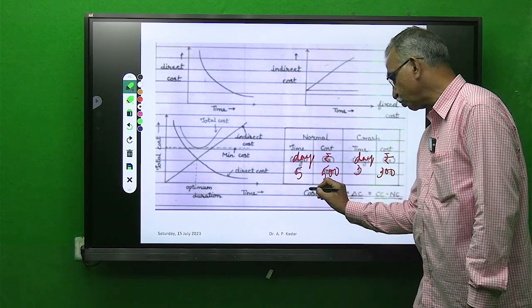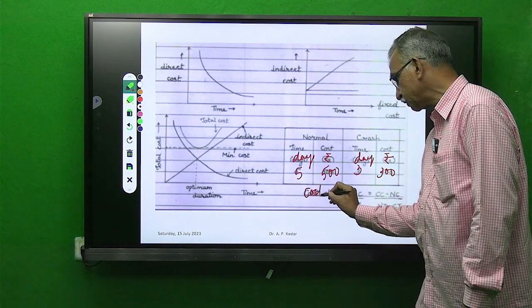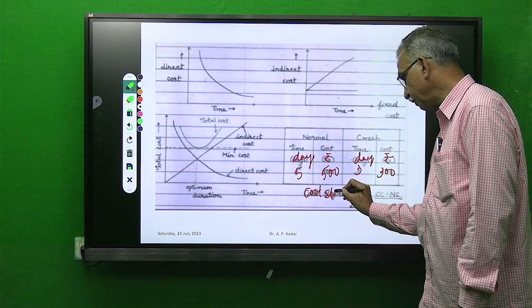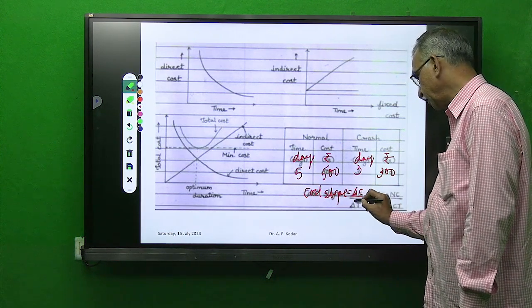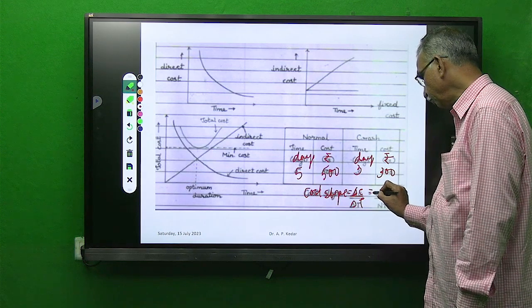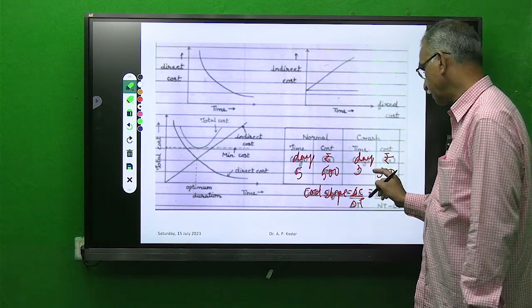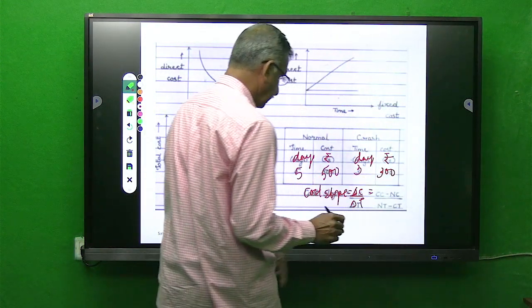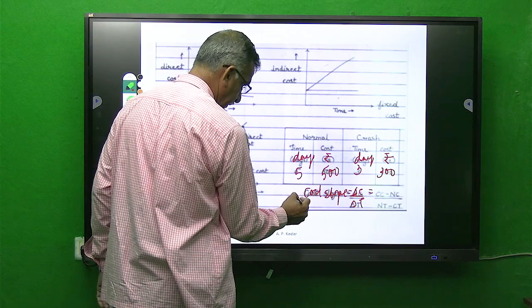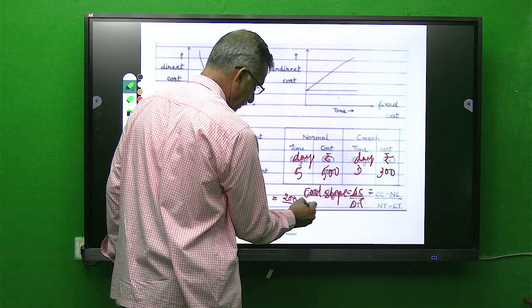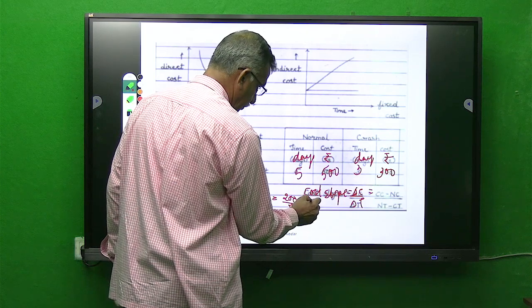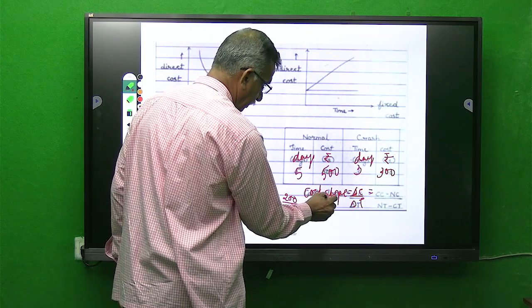So the cost slope behavior is as it is given. Cost slope is the difference of what? Del C by del T, which comes to be here: del C is 200, by, again this is 2, so rupees 100.